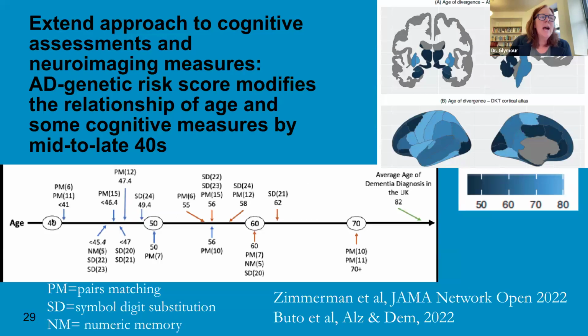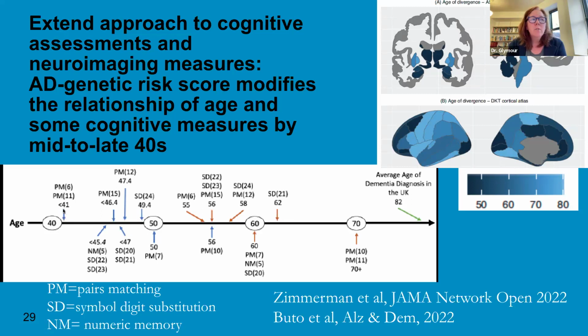And when you look at this, this is a summary of a lot of results. From age 40 to age 82, which is the average age of dementia diagnosis in the UK, this is our best estimate of the age of divergence for these cognitive outcomes. So PM is pairs matching, SD is symbol digit substitution. It doesn't matter so much the specific tests, except to say it really is looking like for some of these, there's divergence in people's late 40s.